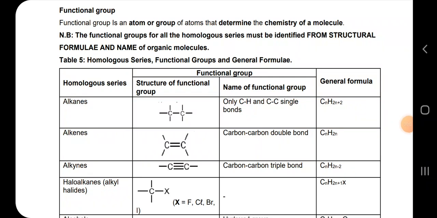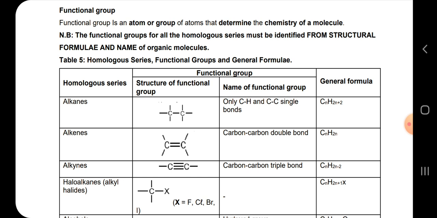So this is an organic chemistry video, which is part 2. In the first video I did functional groups and what the different homologs are and what that means. A functional group is an atom or a group of atoms that determines the chemistry of a molecule.